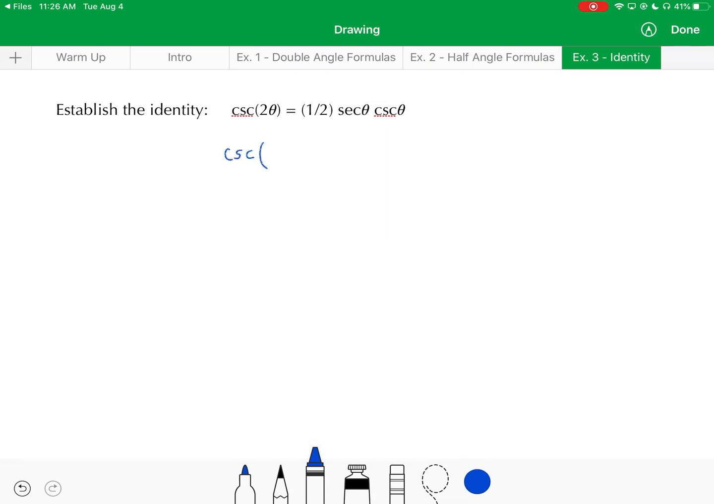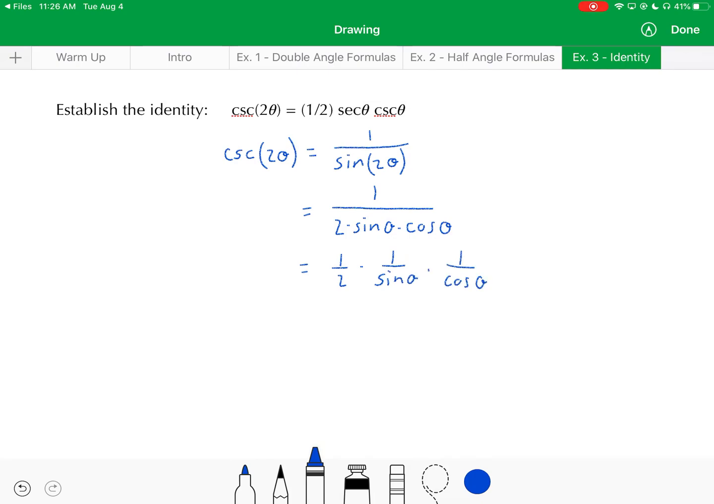I'm going to take cosecant of 2 theta, and first thing I'll do is apply a reciprocal identity and think of this as 1 over the sine of 2 theta. And then I can apply a double angle formula for sine of 2 theta. That's equivalent to 2 times the sine of theta times the cosine of theta. And I'm going to break this up. It's the same as 1/2 times 1 over the sine of theta times 1 over cosine of theta.